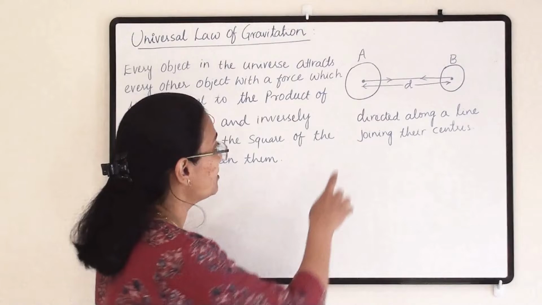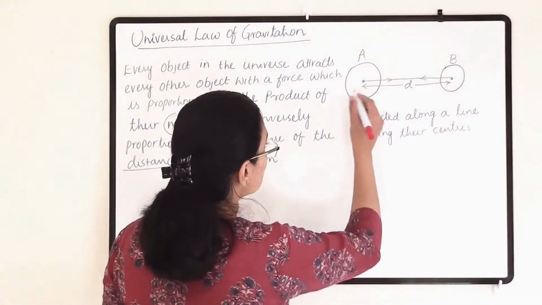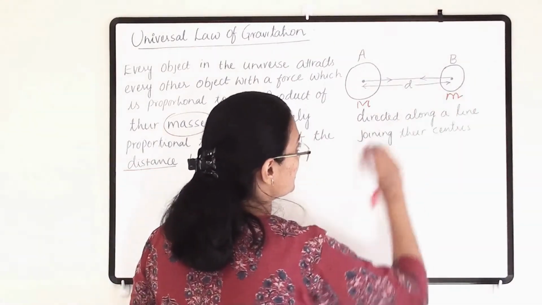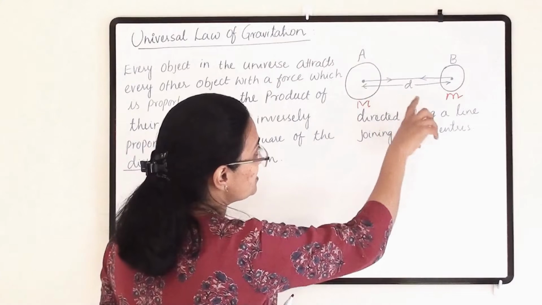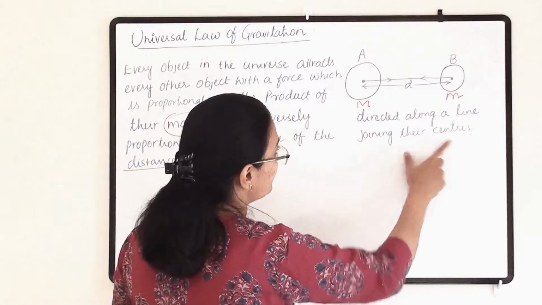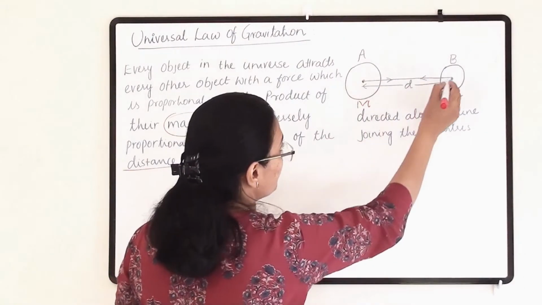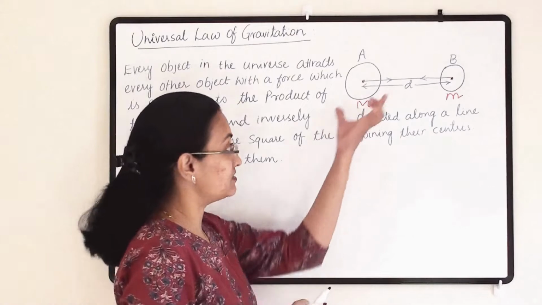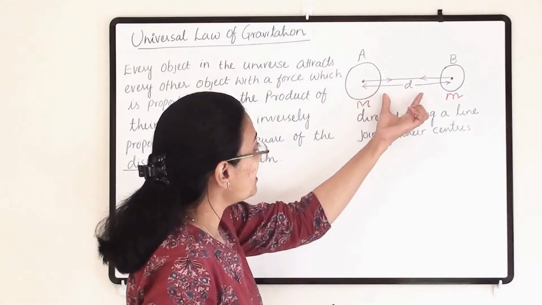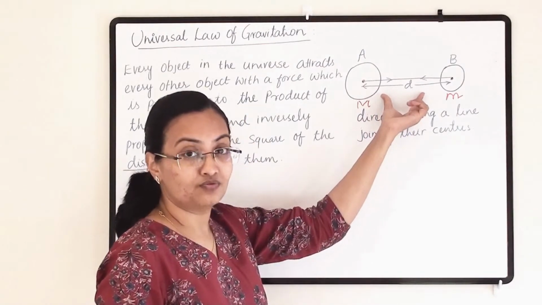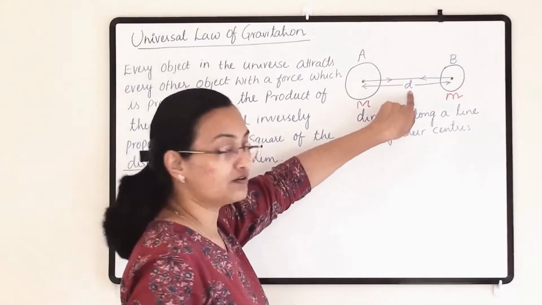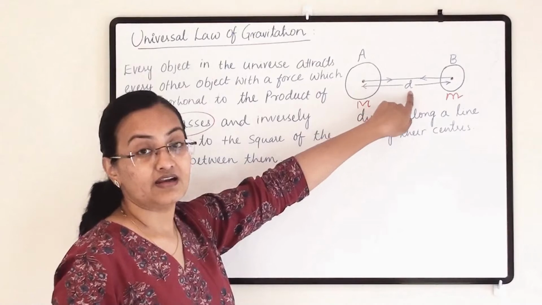Let us understand from this figure. In this figure, this is a bigger object which has mass capital M, and this has a mass small m. Now the force acting between these two is directed along the line joining their centers. Here their centers are there, and this line is joined towards their centers. Now they are far apart from each other at a distance d. We denote that distance with d.